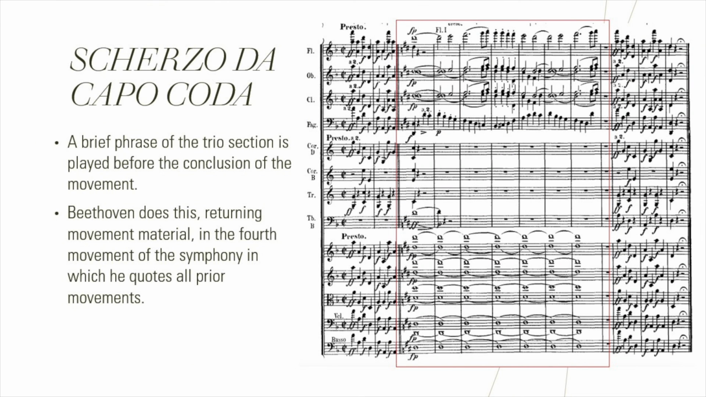As we near the end of the second movement, a brief phrase from the trio section is present. Beethoven also does this in his fourth movement, in which he quotes little sections from each of the previous movements, and this is how Beethoven concludes the second movement of the Ninth Symphony.